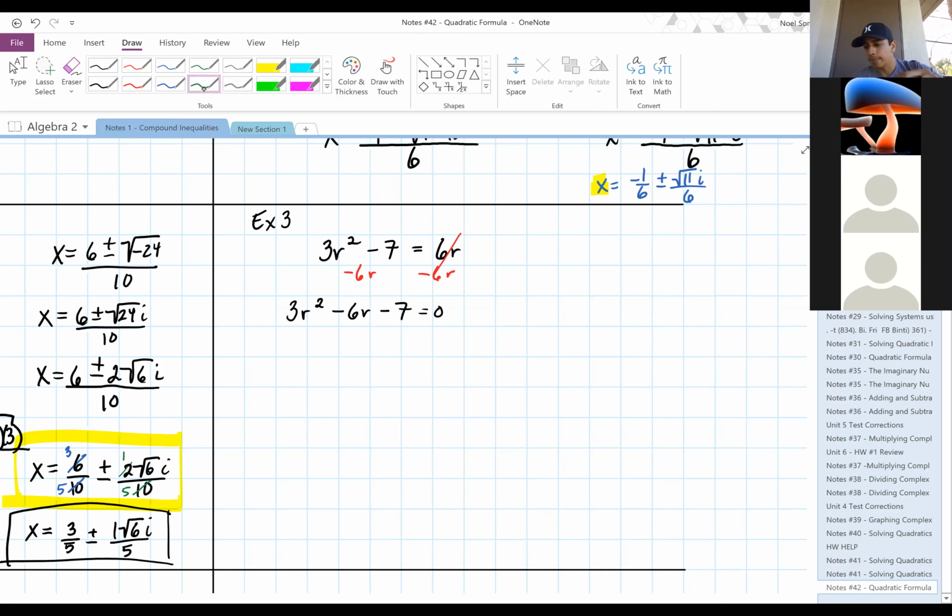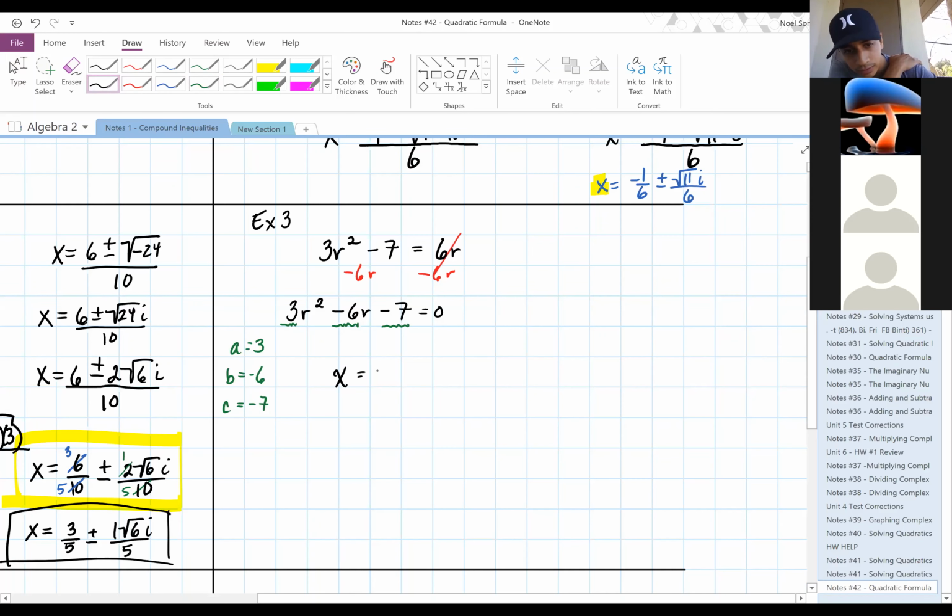So now, highlight what my A value is. My A value is going to be 3. Highlight my B value. B is going to be negative 6. And highlight C value. That's going to be negative 7. Okay. So now we can go ahead and plug into the formula.